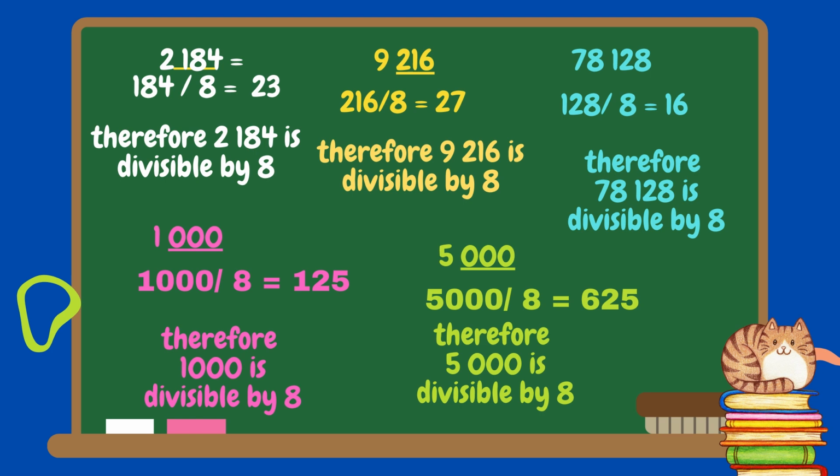Next is 1,000. The last 3 digits are 3 zeros, so it's divisible by 8. 1,000 hatiin sa 8 is 125. Another, 5,000. 5,000 hatiin sa 8 is 625. Therefore, 1,000 and 5,000 are divisible by 8.